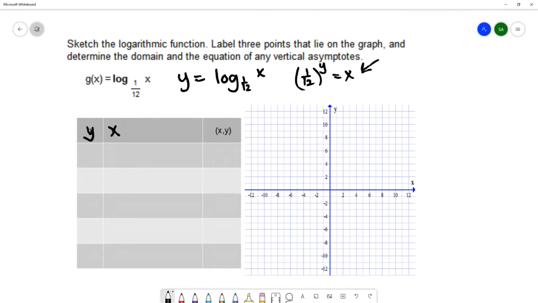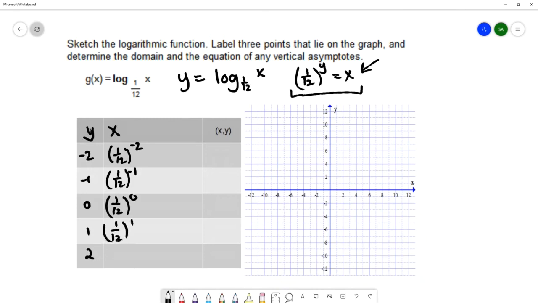So I'll choose just a standard set of y values: -2, -1, 0, 1, and 2. We're going to substitute them into the exponential equation to find the value of x. That's 1/12 to the -2, 1/12 to the -1, 1/12 to the 0, 1/12 to the first power, and 1/12 to the second power.